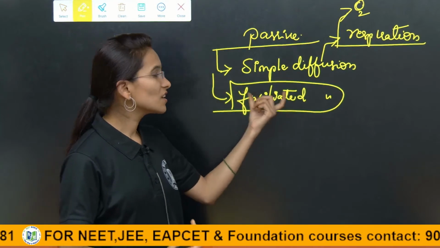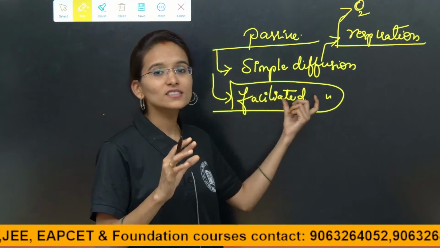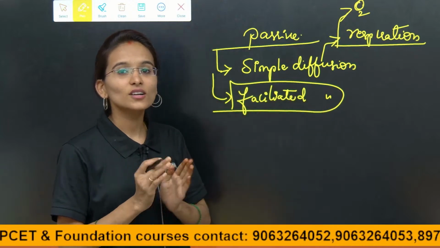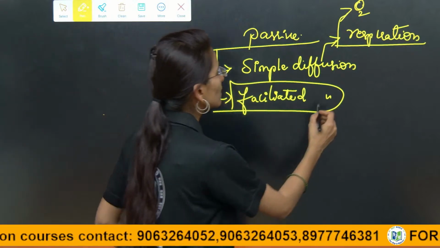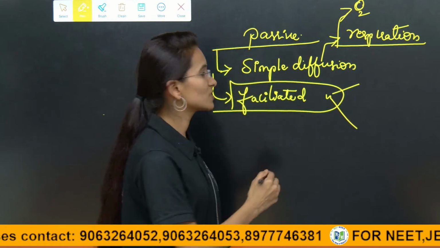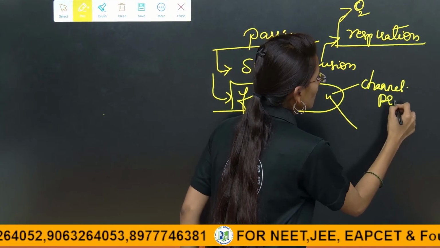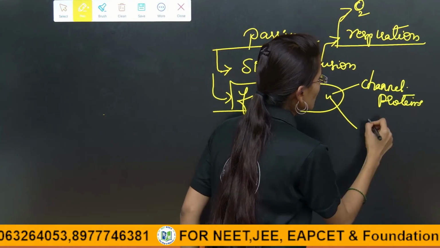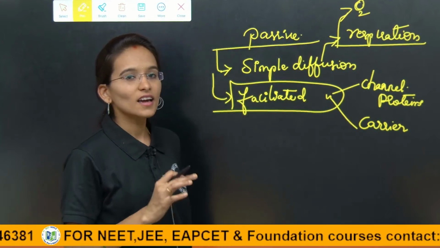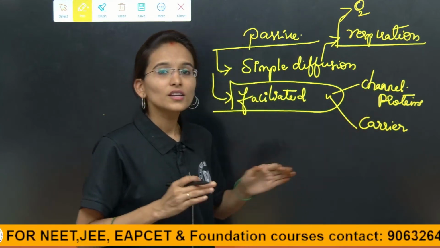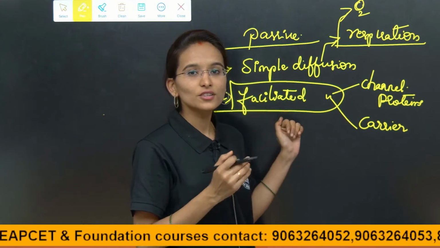Now, in facilitated diffusion we need some proteins or carriers. We need some way to transport those molecules or ions. Those are channel proteins and carrier proteins, children. Channel proteins, and then carrier proteins. So these give the way to transport those molecules or ions from the extracellular fluid to the cytoplasm.